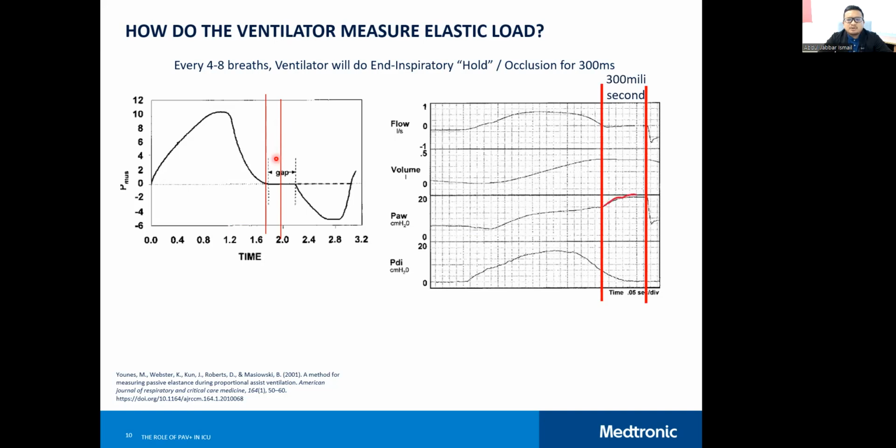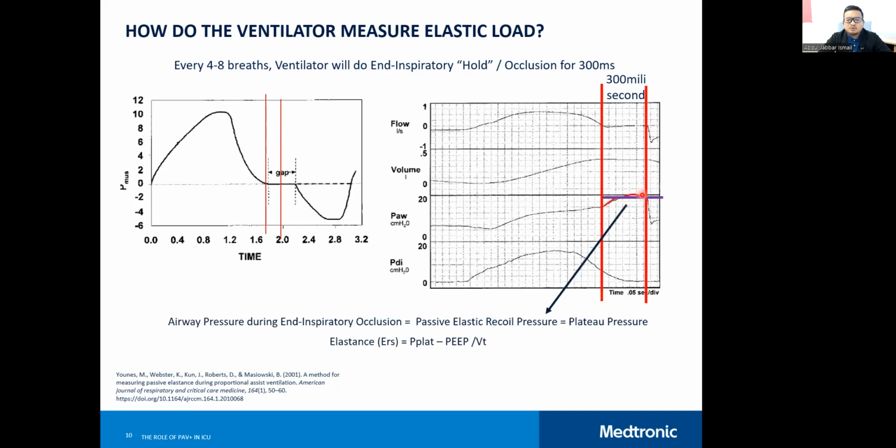At this point of time, the pressure will equalize and will show the airway pressure, which equals plateau pressure. Airway pressure during an inspiratory occlusion equals passive elastic recoil pressure, which equals plateau pressure, and you can measure the elastance from P plat minus PIP divided by tidal volume.